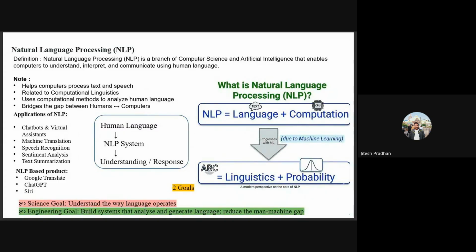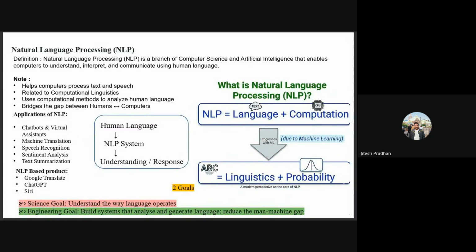Now, due to the progress in machine learning, NLP has changed. Now it's not language plus computation, it's linguistics plus probability. Linguistics means how words are formed, what meaning words convey, and whether the words are correct or not. We will do so many separate operations with linguistics, and discuss this later. Plus probability, which is machine learning. It will classify something into some category, or try to predict the next word, or try to find the sentiment. So these two are now the current trend in NLP.